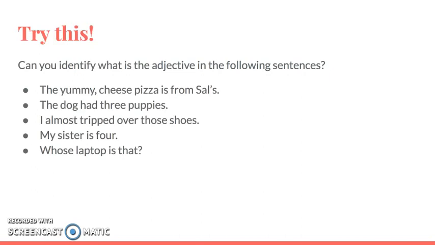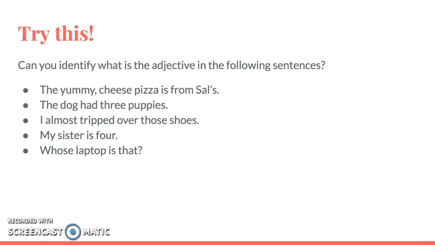Now I'd like you to try this. I'd like you to be able to identify adjectives. So on your own, just read these sentences and try to figure out which are the adjectives in these sentences. We have: The yummy cheese pizza is from Sal's. The dog had 3 puppies. I almost tripped over those shoes. My sister is 4. Whose laptop is that?